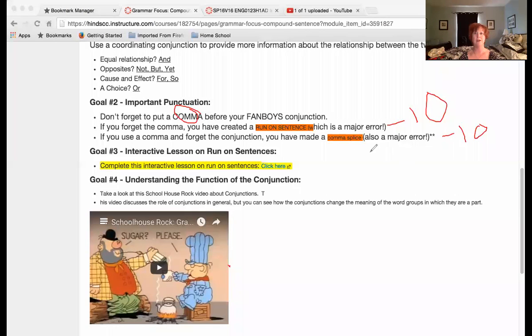So for it to be correct, you have to have an independent clause followed by a comma, followed by your conjunction, followed by another independent clause with the period. And that is the correct way to do it. You have to have the comma and the conjunction between the two complete sentences. Now, let me clear my drawings and get out of this so I can scroll up.